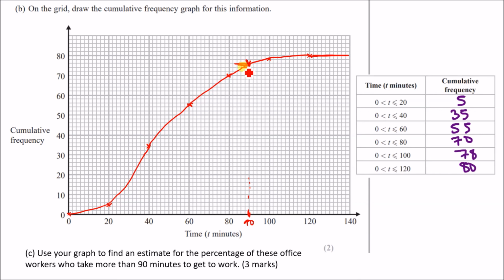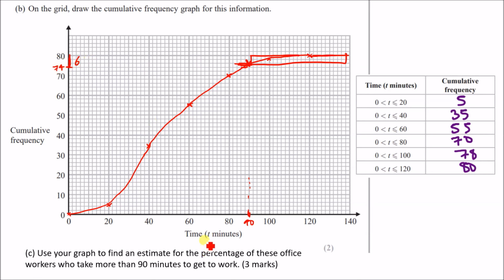I'm just going to say, because I think my graph is a bit too high, I think it should cut off around, let's just say 74. Because I feel like it should be cut a little bit early. So for those who take more than 90 minutes, we're looking at this group above. And that's pretty much including the last 6 people. So 80 take away 74 is 6.